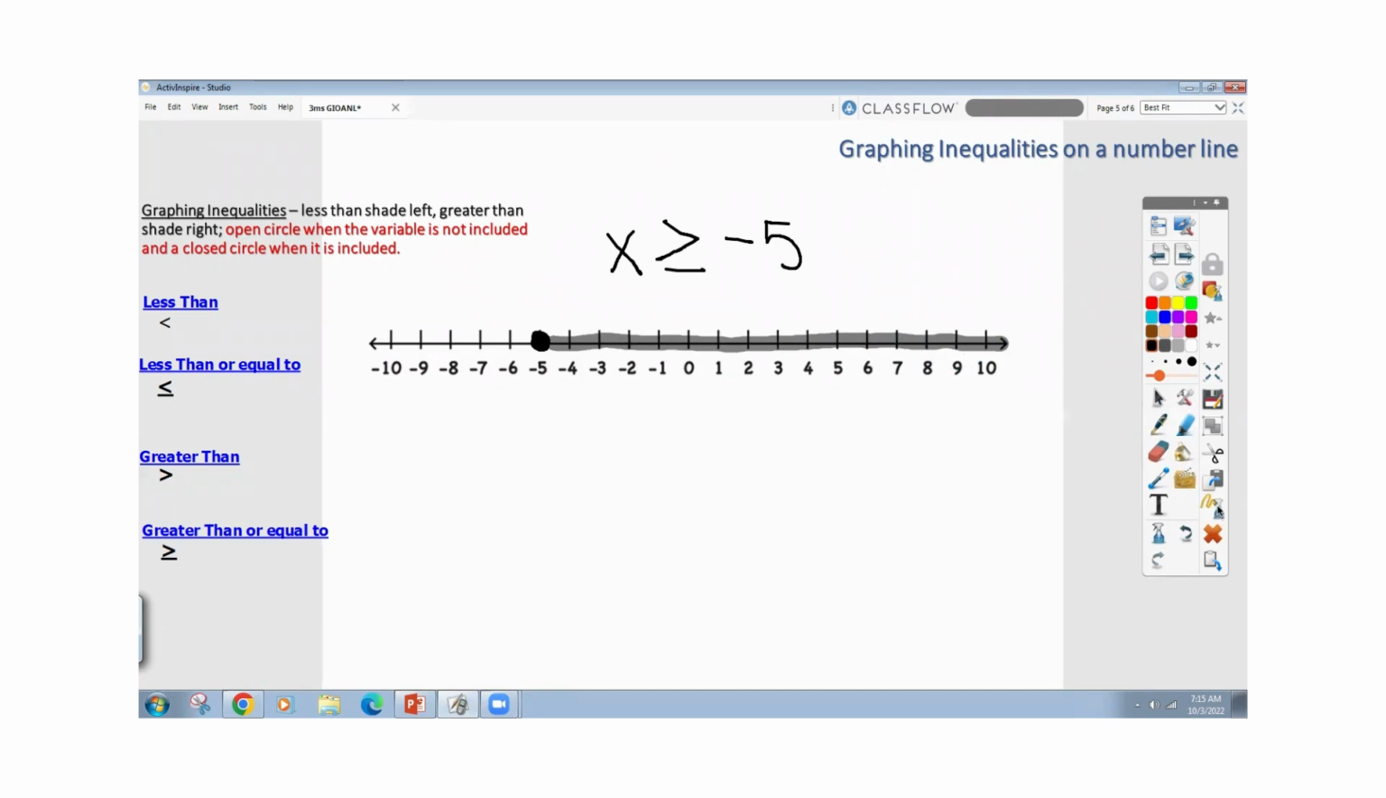One last example. If you see 2x plus 4 is greater than 2, I want you to pause the video here and see if you can solve this.